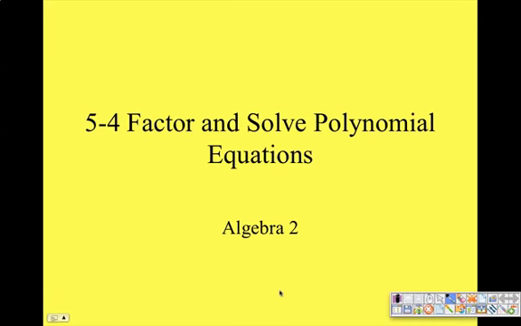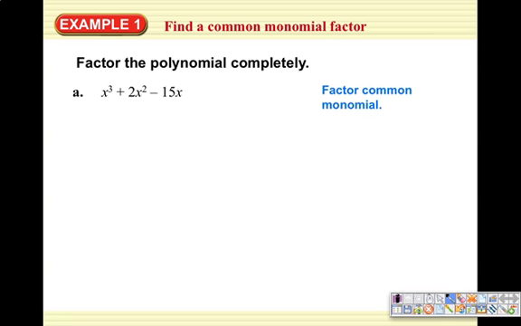Okay, class, welcome back to chapter 5, section 4. We're going to factor today and solve polynomial equations. So we're going to use a little bit of what you learned last chapter in this one. So let's do example number 1.